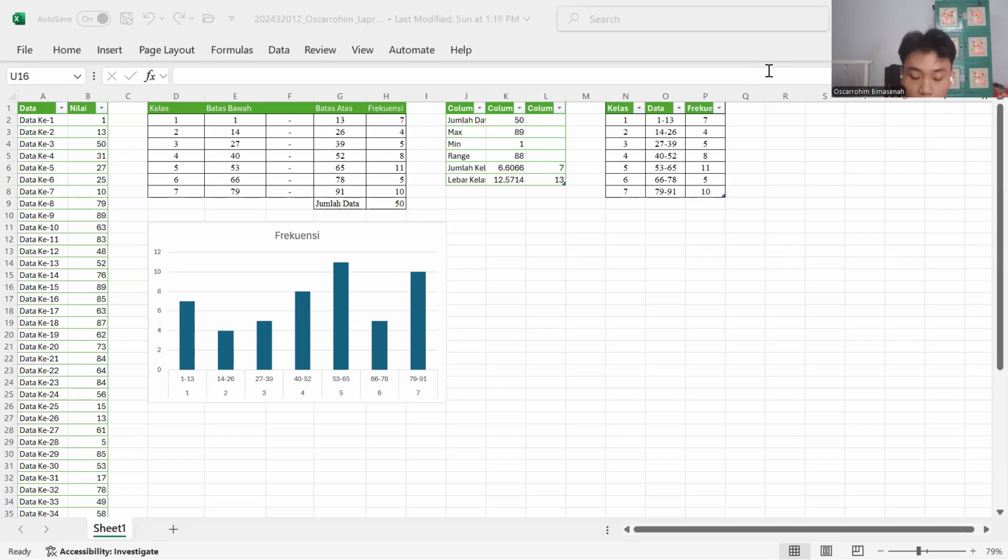I'm so excited to present my practical report on statistics and probability. The goal of this practical work is to organize data into a frequency distribution table and visualize it using a graph. This helps us understand how data is distributed across different ranges.